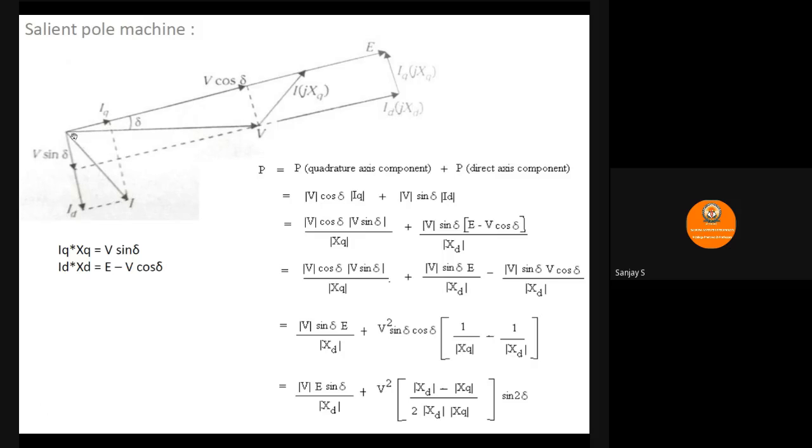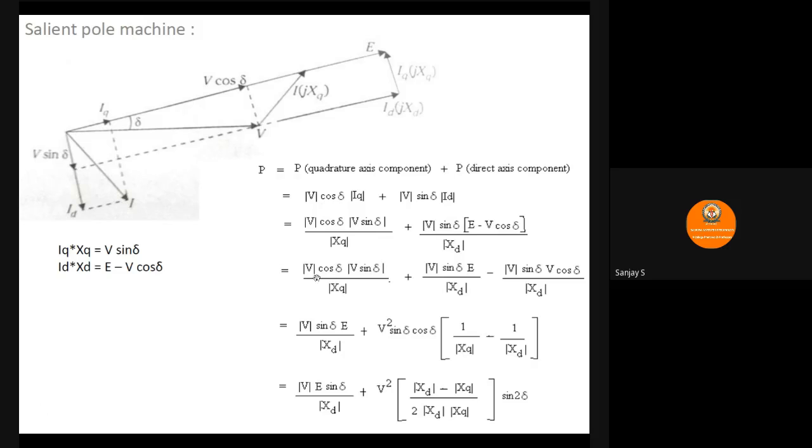Sorry, there was a disturbance in the network. So IQ can be expressed as V sin delta divided by XQ, and then here ID can be expressed as E minus V cos delta by XD. You can clearly see on the left side it is written IQ XQ is the same as V sin delta from the network. V sin delta is the same as IQ XQ. So ID XD will be E minus V into cos delta. So I'm just using that here.